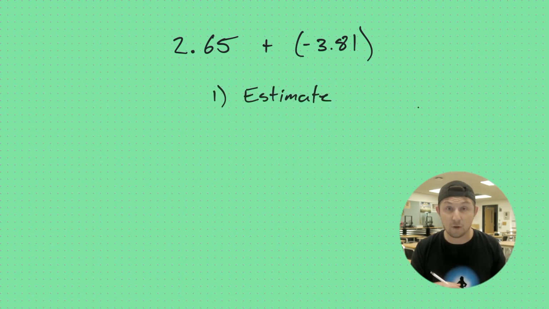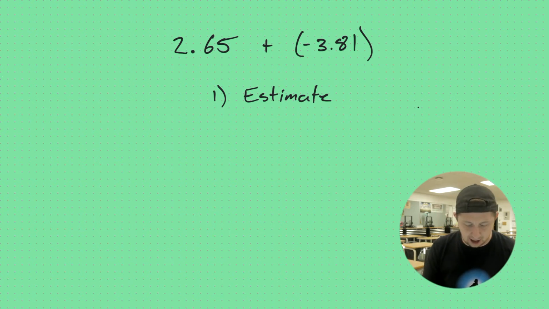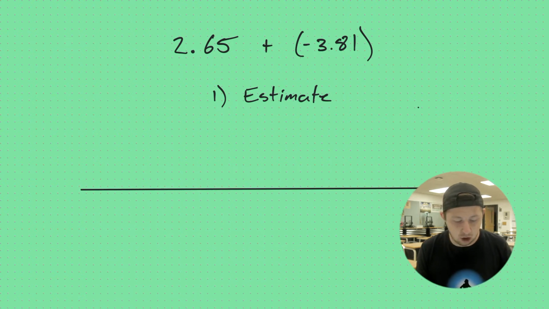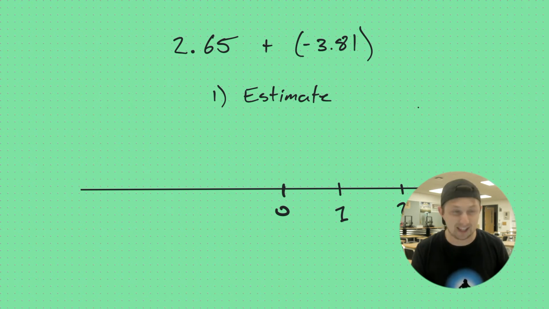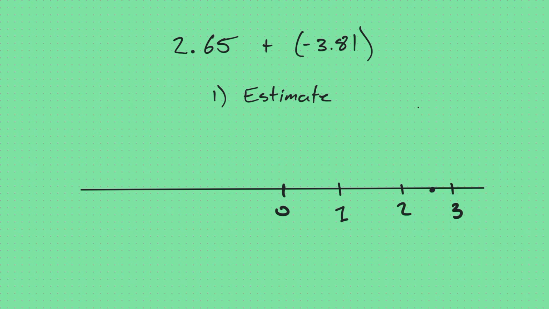So let's start off with estimating. Now, the first thing I like to do is, I'm a very visual person, if you haven't figured this out already, I like to draw a number line so I can visualize what's happening. So let's call this 0, 1, 2, 3, which means our 2.65 is sort of sitting somewhere around there. Right there where the dot is. So sitting right around there, and that's sort of our target point.